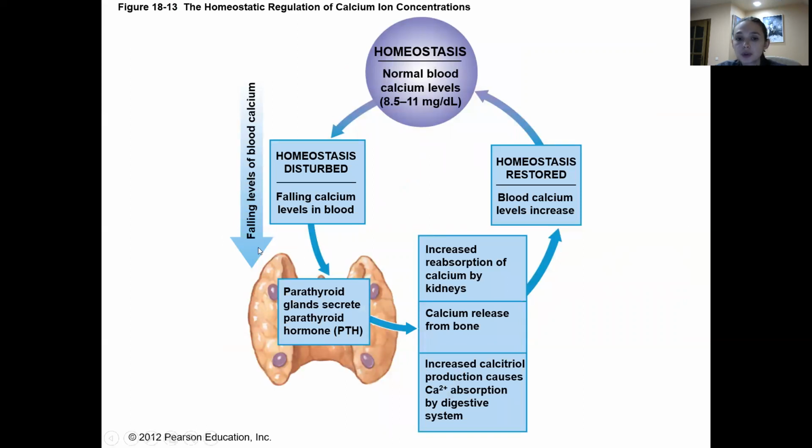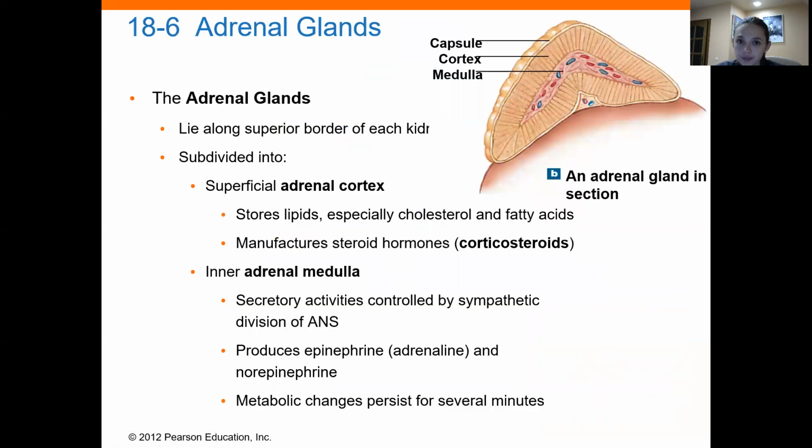Here in this picture, we could see what happens when there is a drop of calcium in the blood. Parathyroid hormone is going to influence the bones. Calcium will be released from the bone. Second, increased reabsorption of calcium by the kidney, and also increased calcitriol production, which will cause calcium absorption by the digestive tract. So as a result, the level of calcium by this mechanism is going to increase.